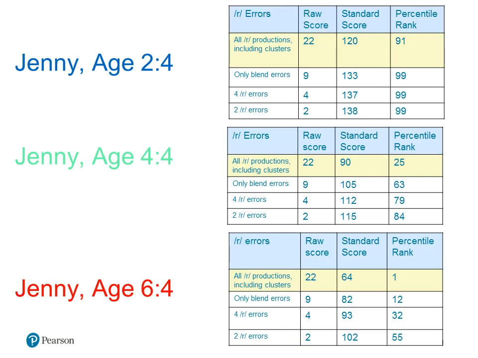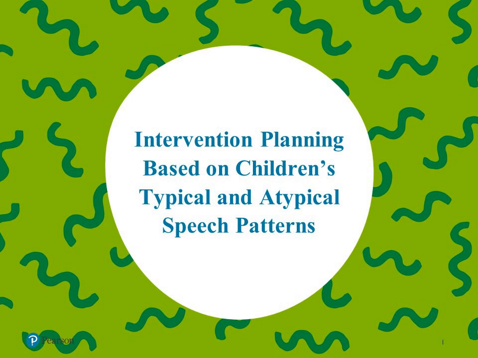Okay, we have an example for Jenny. It's the same pattern. When Jenny is young and she misses all those R's, it's typical development. We're not too worried. But when Jenny gets to 6-4 and isn't producing R at all, look what happens. She gets a standard score of 64 and a percentile rank of 1. And again, it's because it's atypical development. Okay. So what does that mean when we start to plan intervention?